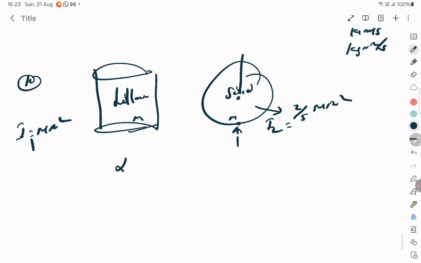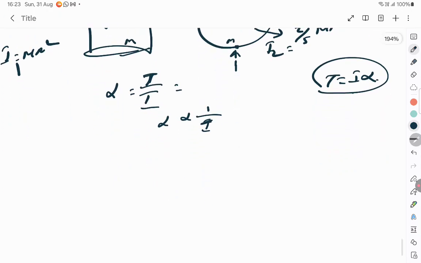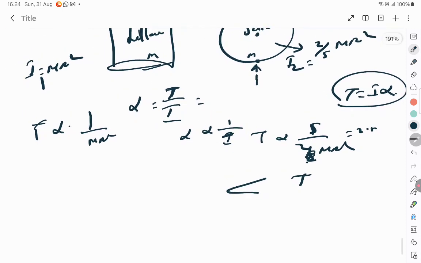All you need to do is find the angular acceleration. Torque is equal to I alpha, from which you can write alpha is equal to T by I. Torque is just the same. So alpha is inversely proportional to moment of inertia. The moment of inertia for this one is mr square, and for the second one, it's 2 by 5 of mr square. The fact that it's 2 by 5 makes it 5 by 2 on the top, so the angular acceleration is greater.